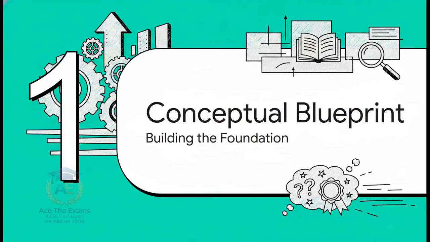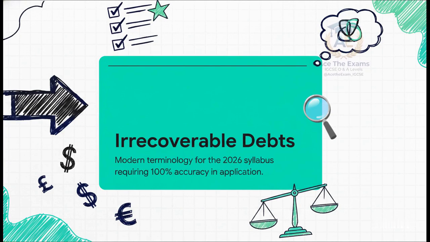All right, starting off with part 1, the A-star conceptual blueprint, building the foundation. So Cambridge has fully transitioned to modern international terminology for the upcoming syllabus updates. Listen, the term bad debts is officially out. Irrecoverable debts is in. Capital is evolving too, so you really need to get comfortable using owner's equity.